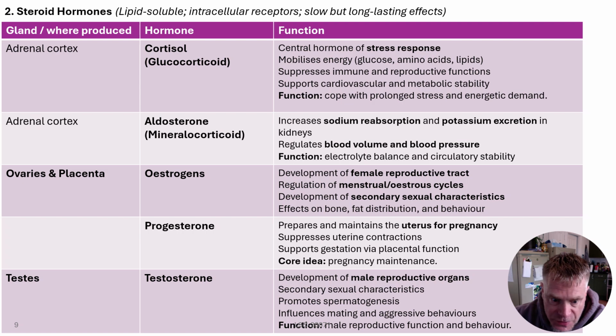Now going to males, we have the testes as the place where the hormone is being produced, and these are making testosterone. And this has roles for development of male reproductive organs, secondary sexual characteristic development, and it promotes spermatogenesis, so making sperm. It influences mating, and it also is linked with aggressive behaviours, and the function is in male reproductive functions and behaviour.